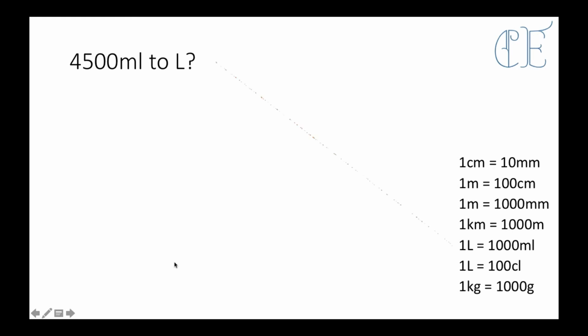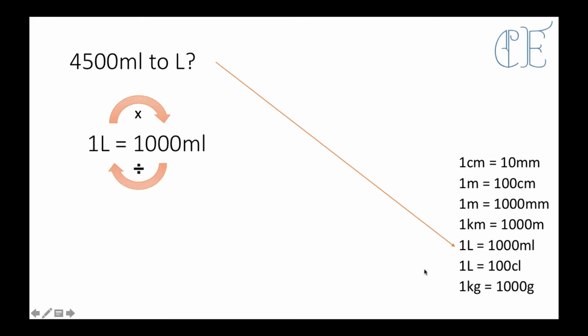4,500 ml to litres. So this is the one I'm going to have to use. 1 litre is 1,000 ml. I'm going to write that out and draw my arrows in as before. And I'm in millilitres here, 4,500 millilitres. So I'm in millilitres, which means I'm going to go to litres, so I'll have to divide by the conversion factor of 1,000. 4,500 divided by 1,000 is 4.5 litres.